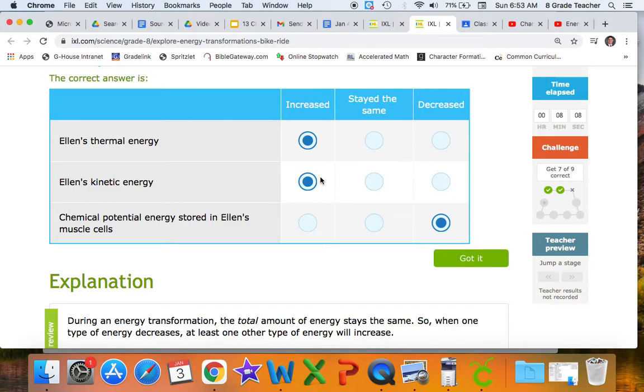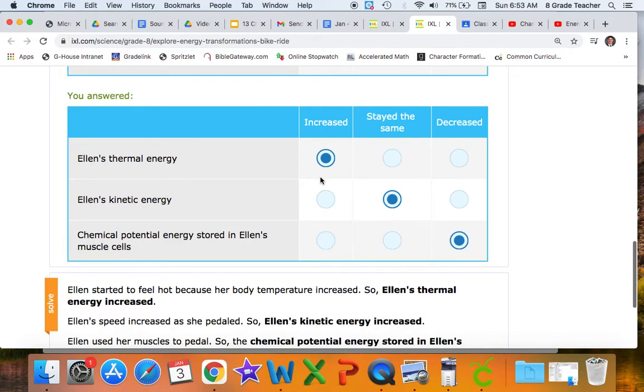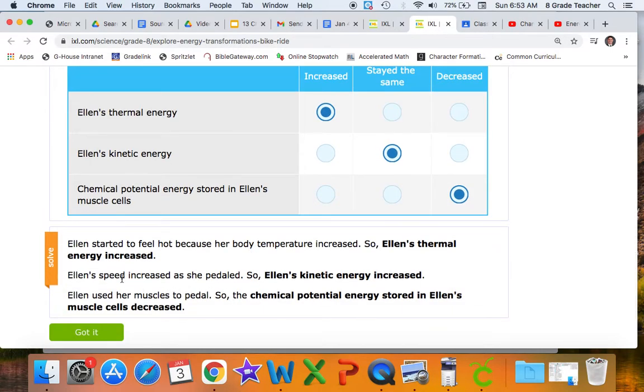It says that her kinetic energy is increasing, but that would be because she's moving. Ellen's speed increased as she pedaled. Mr. Shane missed that. So if she's increasing her speed, that would mean her kinetic energy is increasing.